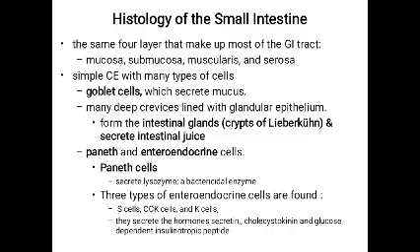Histology of the small intestine. It has the same 4 layers that make up most of the GIT: mucosa, submucosa, muscularis, and serosa. Simple columnar epithelium with many types of cells, including goblet cells, which secrete mucus. Many deep crevices lined with glandular epithelium form intestinal glands, that means crypts of Lieberkuhn. They secrete intestinal juice.